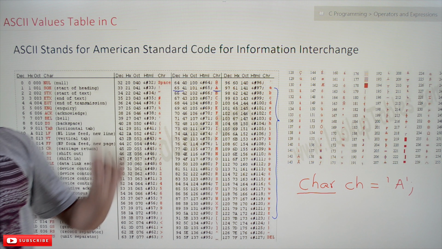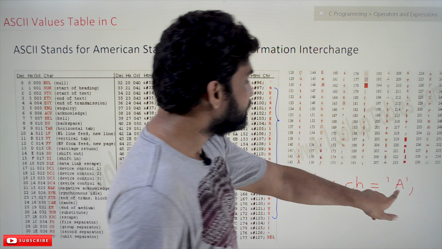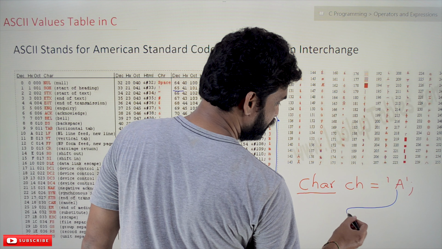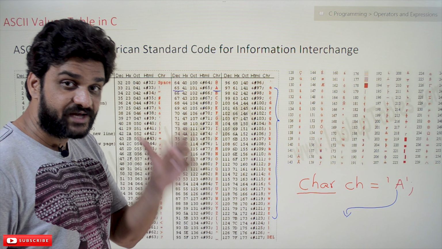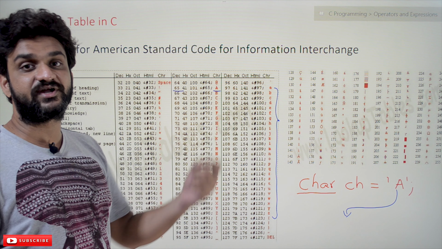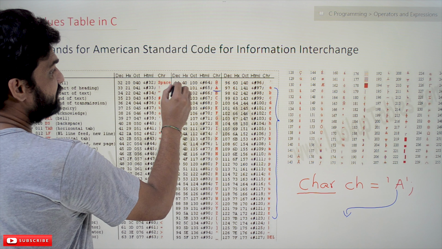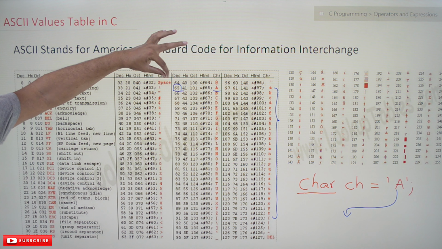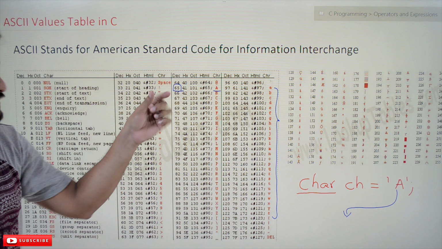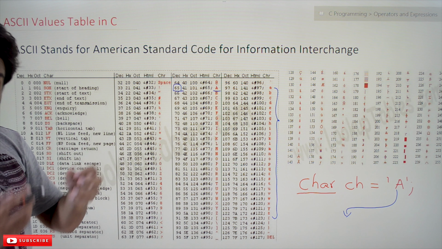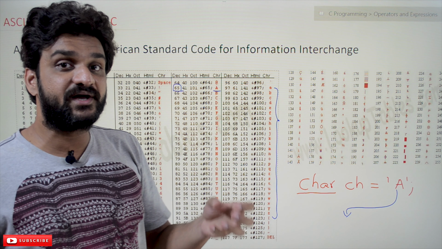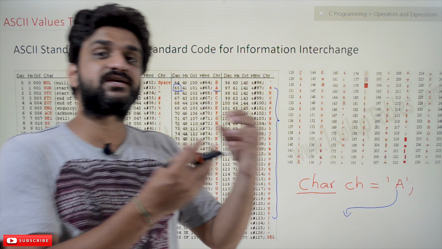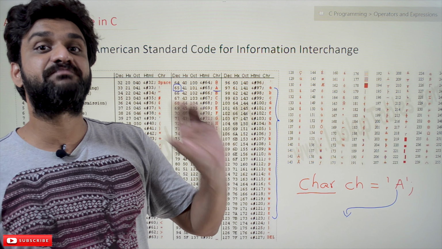Now whenever it identifies capital A, it will convert this capital A to an 8-bit binary number. What is the binary value for 65? Based on that binary, this A will get converted into the 8-bit binary value of 65. The decimal code that is used is 65. Every decimal number has its binary equivalent code, so that 65 will get converted into an 8-bit binary value.